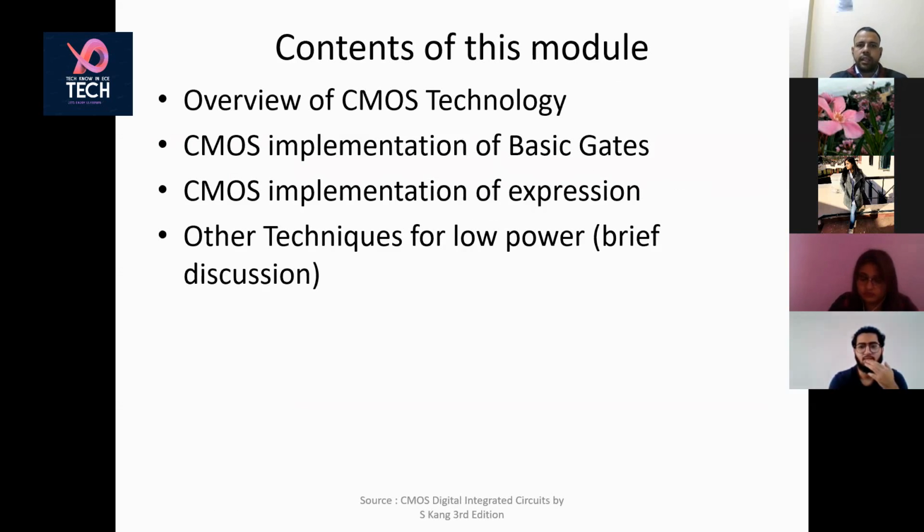So, what are the contents of this module? The first thing is we are having some overview of CMOS technology. Second point is various implementation of basic gates. And after that, I will try to implement a simple expression with the help of CMOS. Then last, what are the other alternatives beyond CMOS technology or architecture? So these are the 4 different points which we are going to cover in this module.